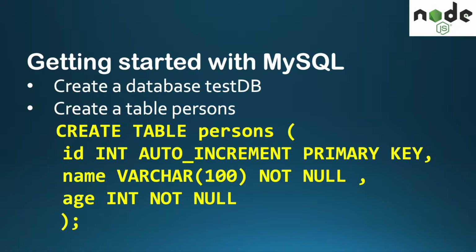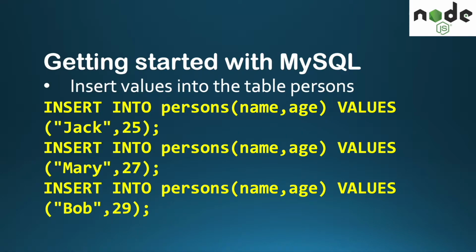Once you have created the table, we will just insert some values into it. So here we have inserted 3 values into the table persons: Jack 25, Mary 27, and Bob 29. So with this, for our basic purpose, the database and the table is ready.